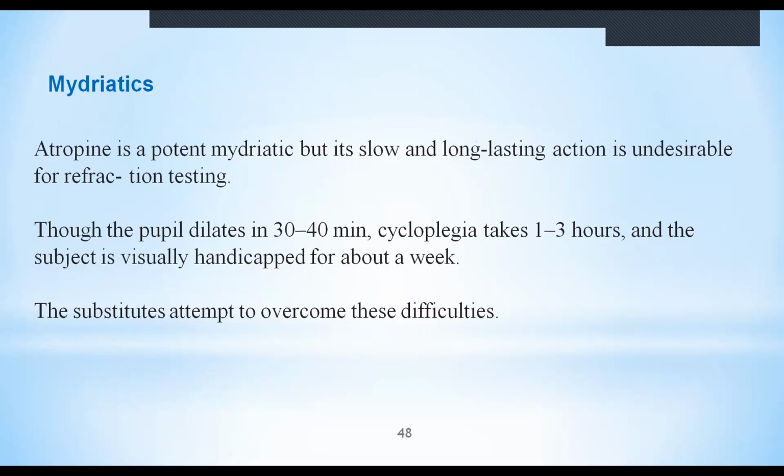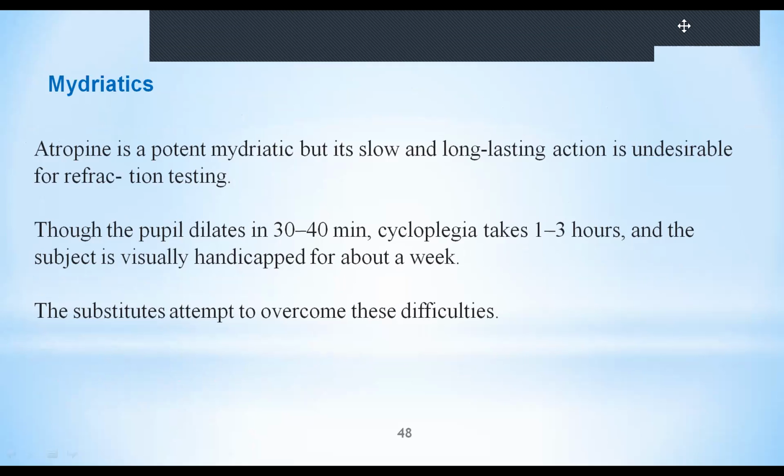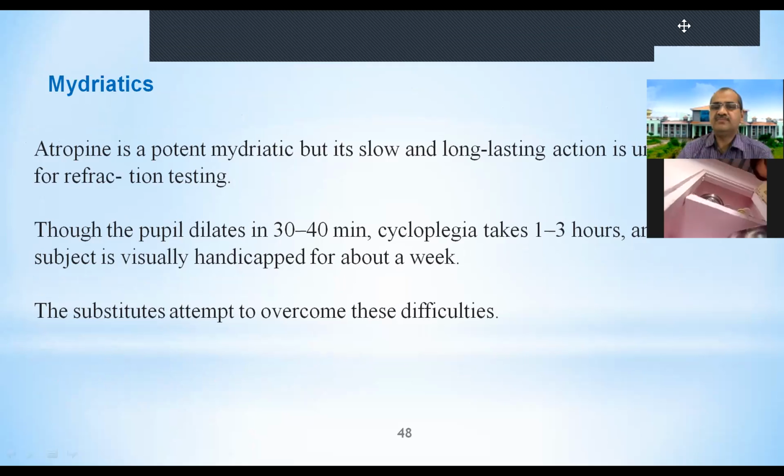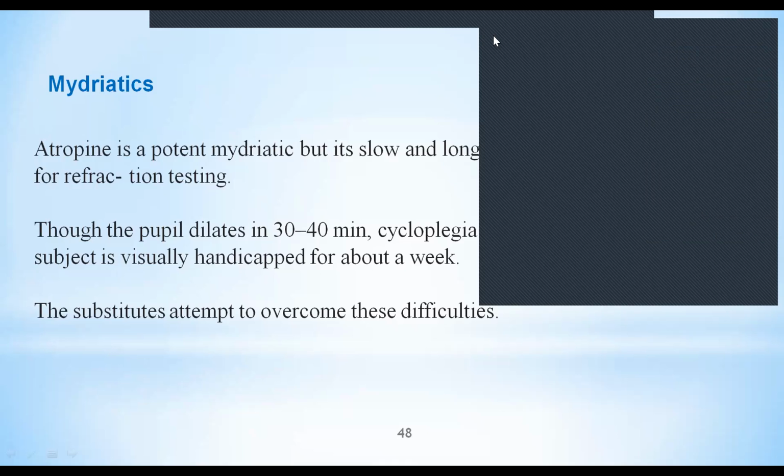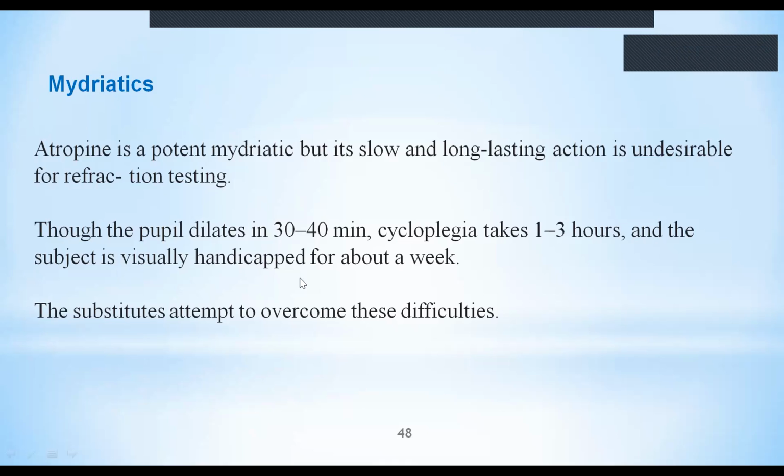Some of the agents have a pupillary dilatation action, and atropine is a potent mydriatic, meaning it causes dilatation of especially the pupil. So this drug can be very commonly used in such disorders. The pupil dilates in 30 to 40 minutes, then cycloplegia takes 1 to 3 hours, and the subject is visually handicapped for about a week. See, this is one of the important side effects. The substitutes attempt to overcome these difficulties.